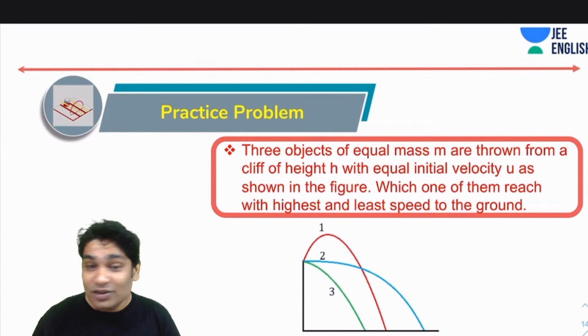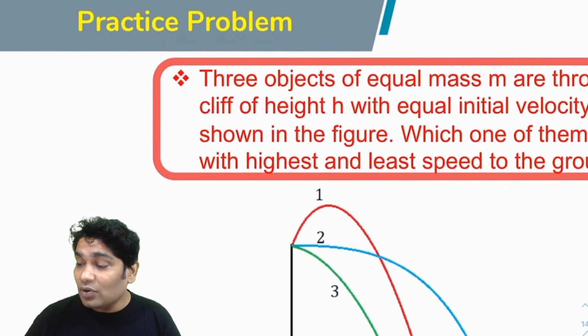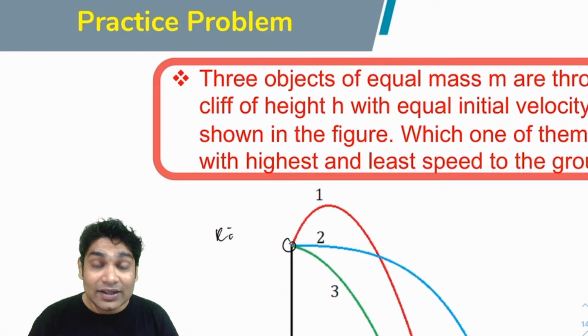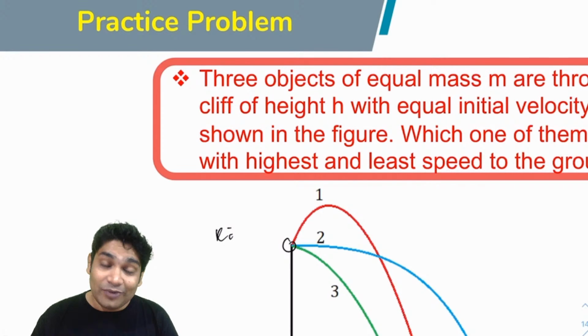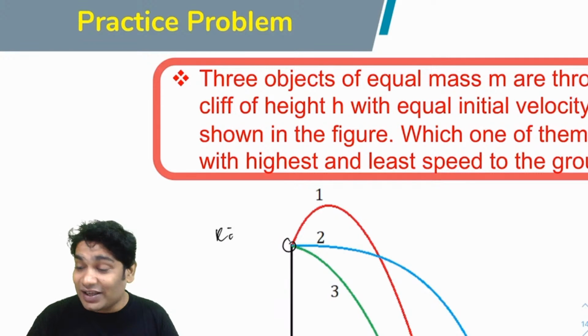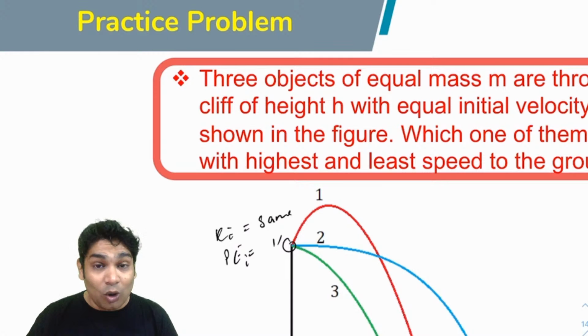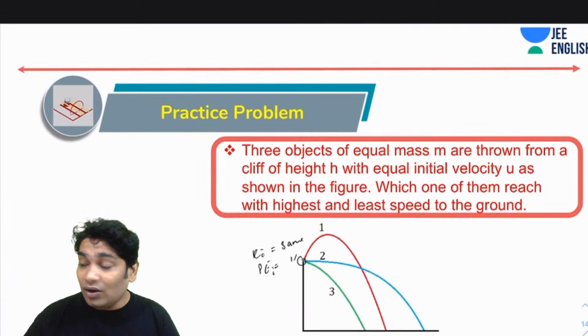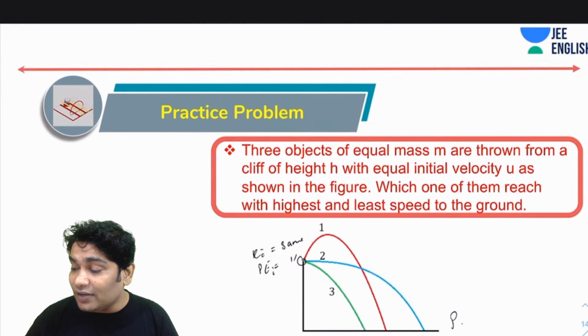Remember, what are the kinetic energies here for all 3? K initial, they are the same, right? Because all of them were released with a speed u, and all of them have the same mass. So K initial was the same for all. How about the P initial? P initial is also the same for all three. And here, P final is also the same for all three.